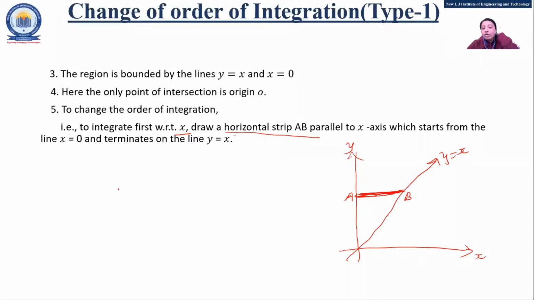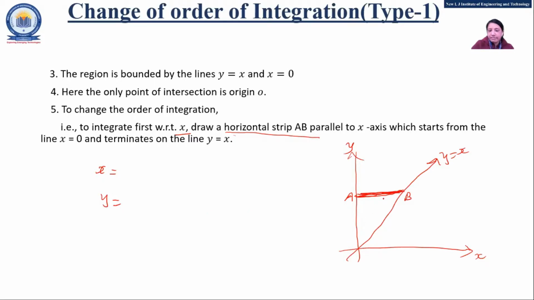So the important part of this topic is this only. You just need to decide from where your strip starts and on which curve, whether it is a line or a parabola, it ends. You can see it starts from x equal to 0 and ends on y equal to x. So what are the limits? Can anyone tell me the limits of x and y?